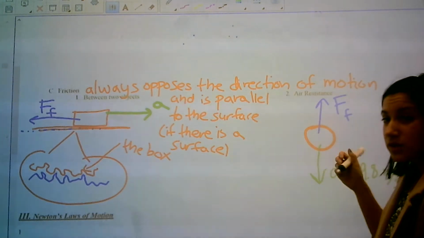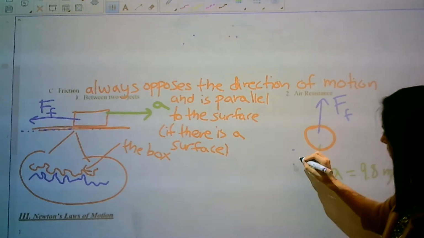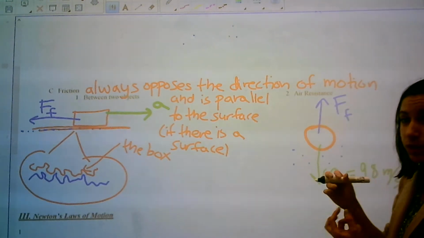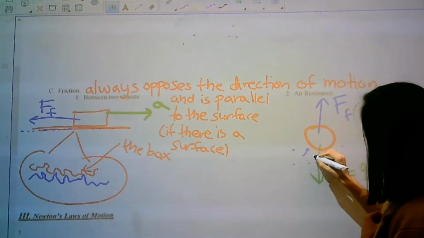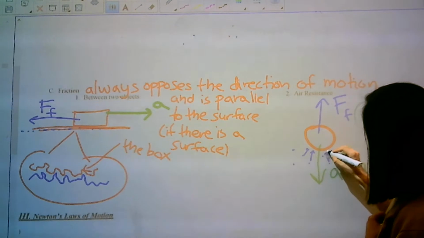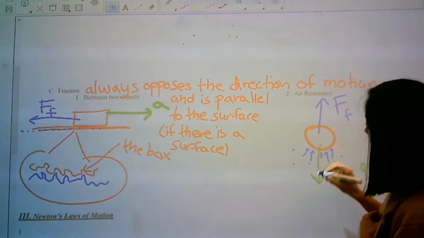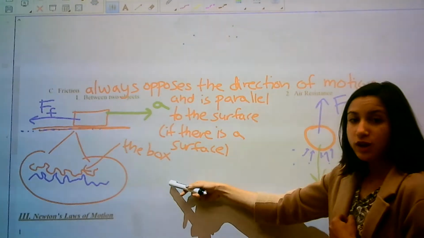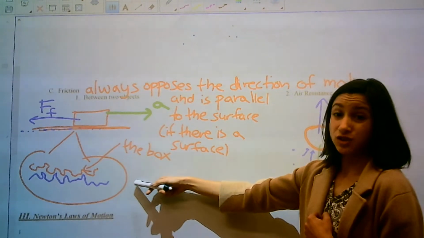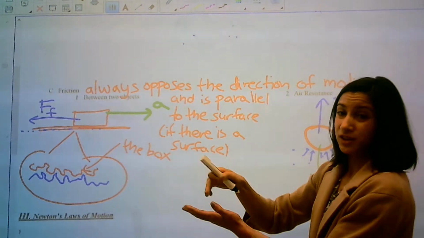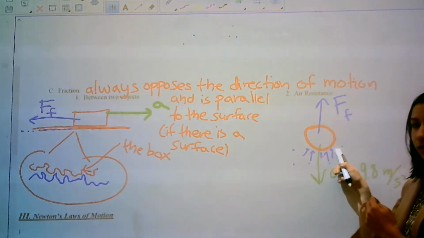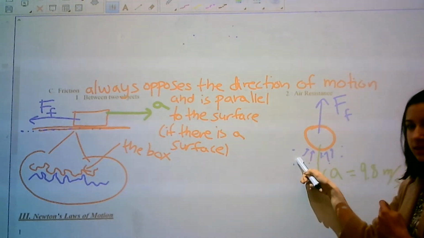Again, remember this is caused because there's lots of little air particles, and when the ball collides with those air particles, they are pushing against the ball. That's what's happening. So we have friction caused by a surface interacting with an object, sliding across it. We also get friction because of air resistance.